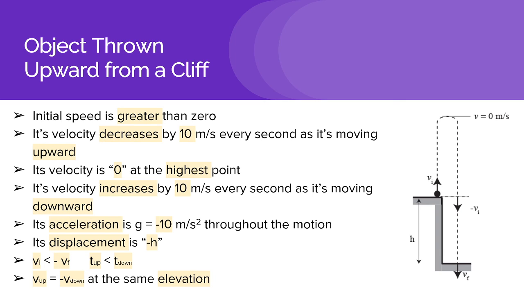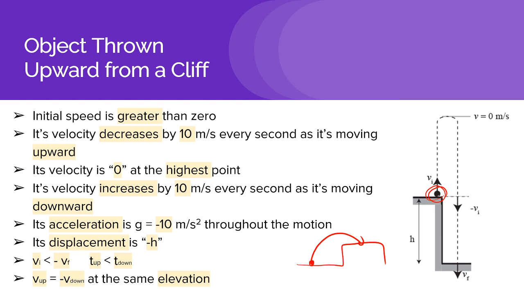Alright, object thrown upward from a cliff. So you don't necessarily need to go from ground to ground all the time, or the same elevation. You can start from above the ground, or you can start from a lower point, and then you might go up to a higher point like this. Same idea. You don't have any special equation for those. You just use the kinematics equations, and you just need to know some basics, the principles or properties of that motion.